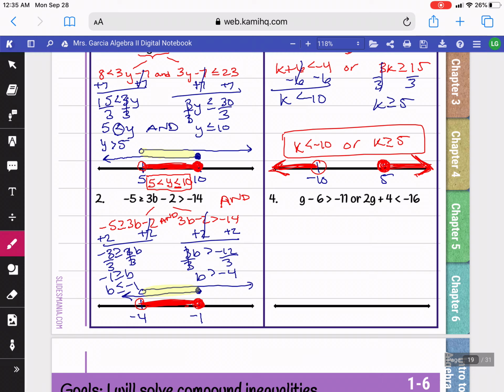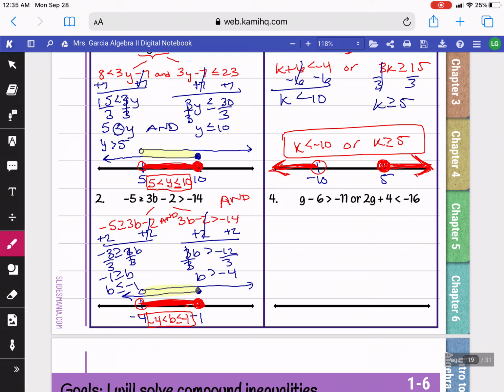When it's and, you graph separately first. And then for your final answer, we go from left to right. So I put -4 is less than b is less than or equal to -1, because the -1 was shaded. And when it's and, you always use those less than symbols when you write your final answer.